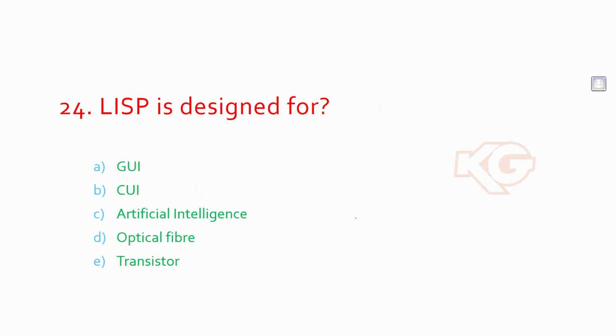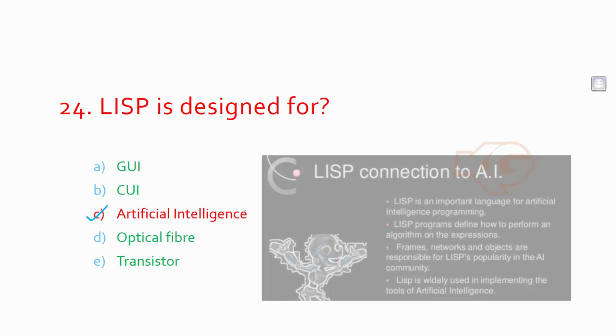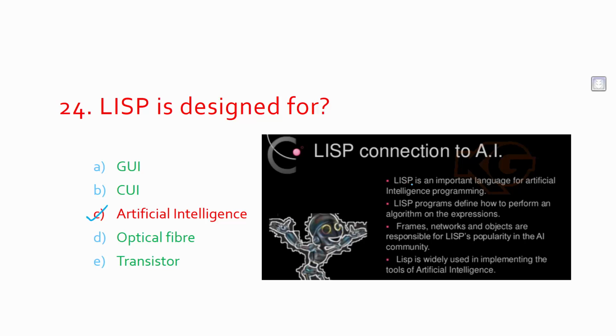Lisp is designed for dash. It's mainly designed for the purpose of artificial intelligence. You can see Lisp is an important language for artificial intelligence programming. Lisp programs defines how to perform an algorithm on the expressions it takes in the format of lists. It reads the lists, and also it's pretty easy to remember. LIS from list is picked and P for programming.